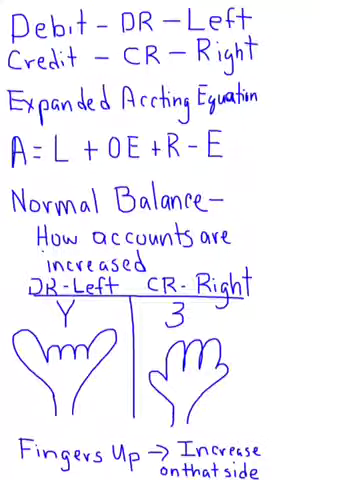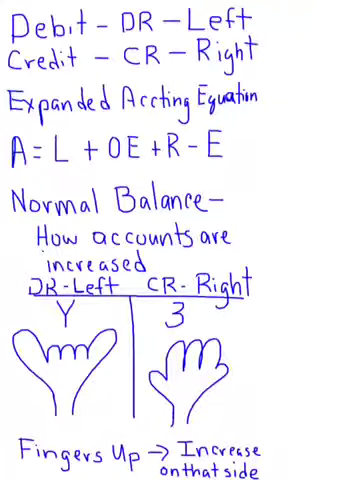We do have to look at our expanded accounting equation when we are looking at debits and credits. If we wanted to use the finger trick method, which is a video that I did post out there for you guys to look at. The expanded accounting equation, if you will remember, is assets equal liabilities plus owner's equity plus revenues minus expenses.